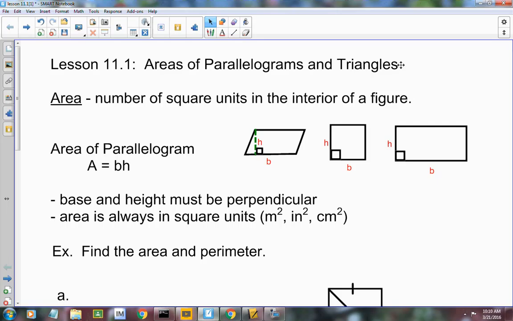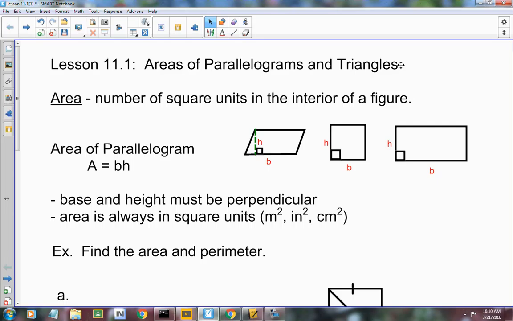Now, the hard part might come in for you if you didn't learn your 30, 60, 90, 45, 45, 90, Pythagorean theorem, trig, all that stuff, then it might be a little bit more difficult, okay? Because we are going to be using that in this chapter and the next. So no time like the present. If you didn't learn it the first time around, now's the time to learn, okay? So today we're focusing on the area of parallelograms and triangles.